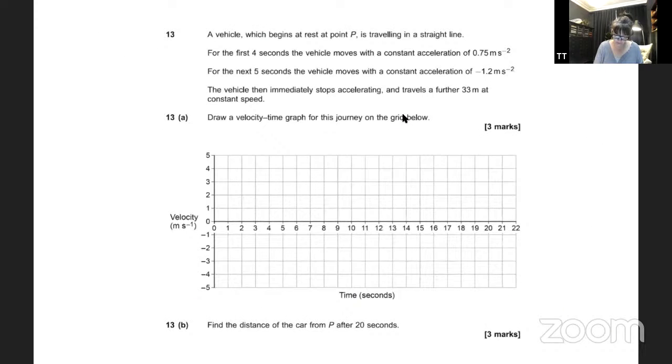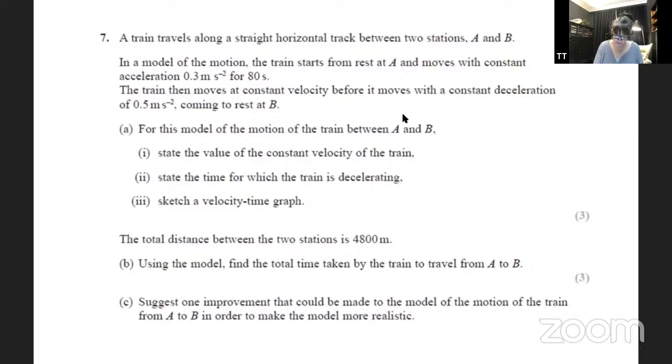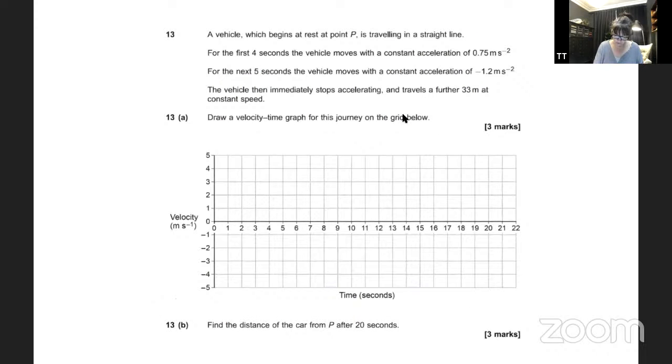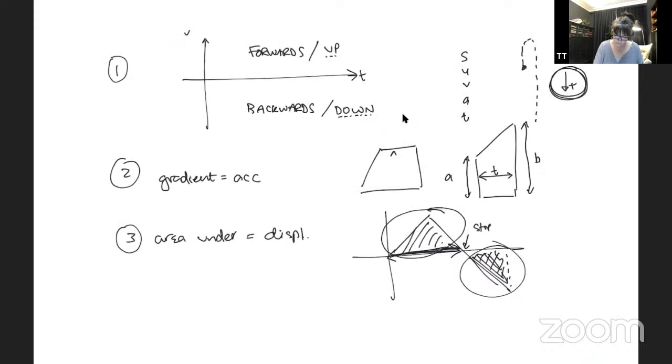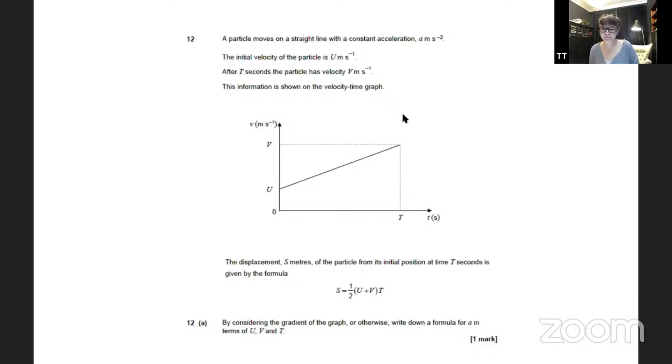Just going to find the questions to prove it to you that this was a question that was set. Where did I put it? Oh, maybe I didn't. There it is. Excellent. So this is the question that was set. It looks terribly scary, right?